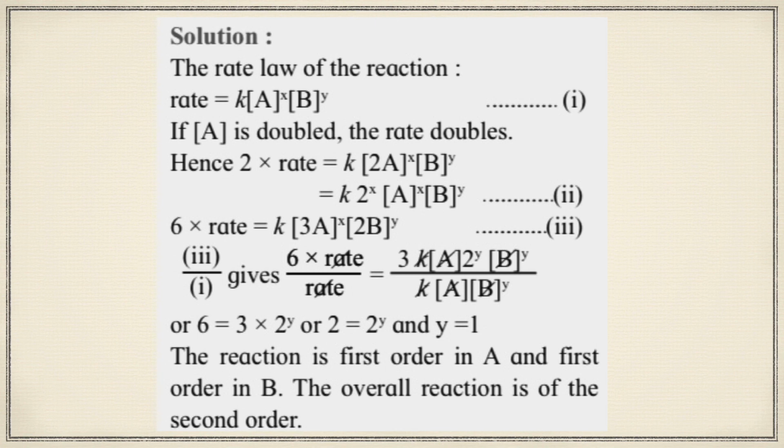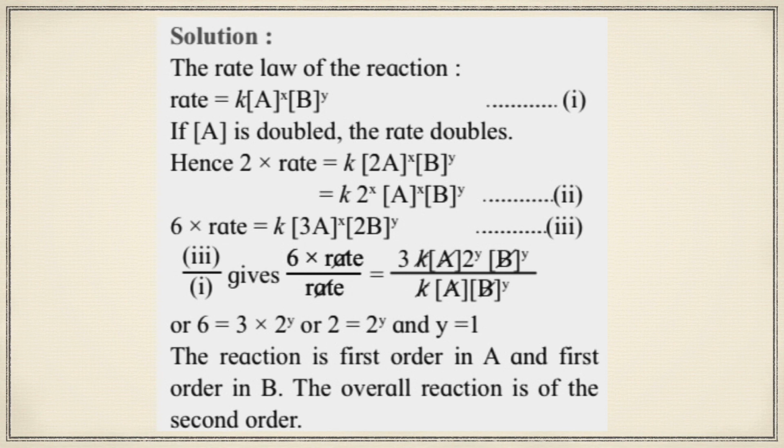Next, by the other condition, that is if the concentration of A is tripled and that of B is doubled, the rate increases by a factor 6. So therefore I will get the equation as 6 into rate is equal to K into 3A raised to X into 2B raised to Y. Now I'll write down this as equation number 3. So I'll divide equation 3 by 1. So I will get the equation as 6 into rate upon rate is equal to 3 into whatever is there in equation 3 and 1.